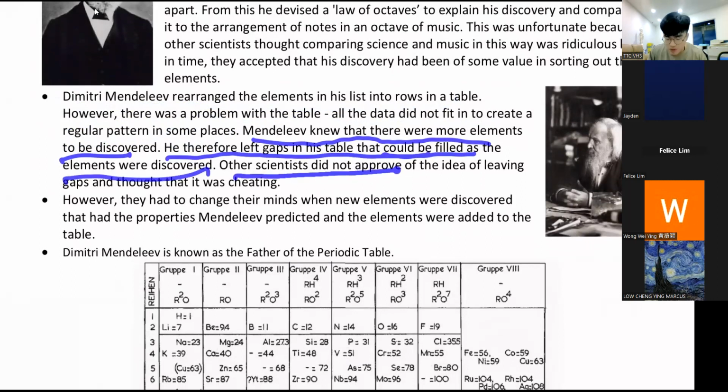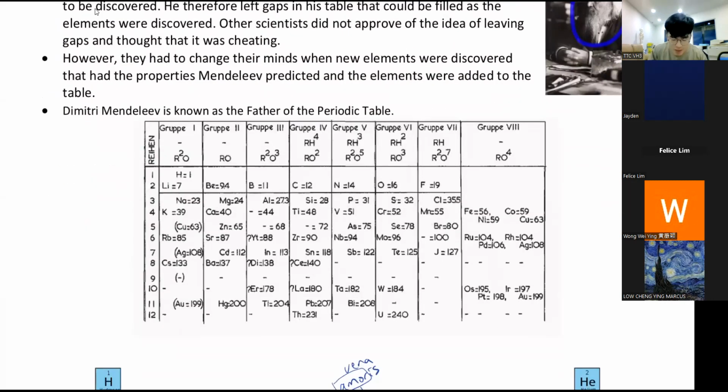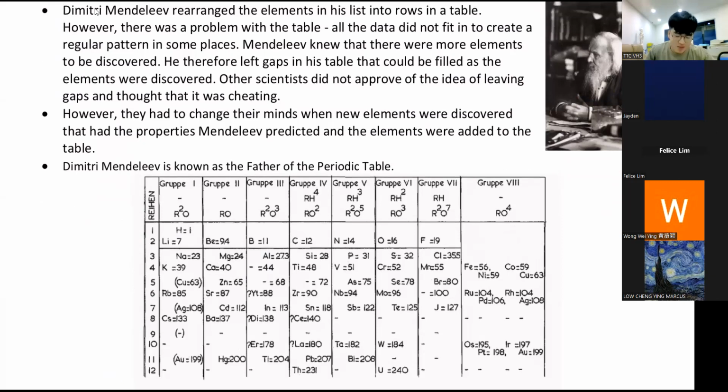Other scientists did not approve of the idea of leaving gaps and thought that he was cheating. Right? Thought that he was cheating. But when the new elements came out, let's say when someone found 44, Mendeleev will come and say, hey, you did not discover 44. I actually did because I predicted it. Okay, he's playing 4D chess with everyone. You see, big brain. So Mendeleev was the big brain one.